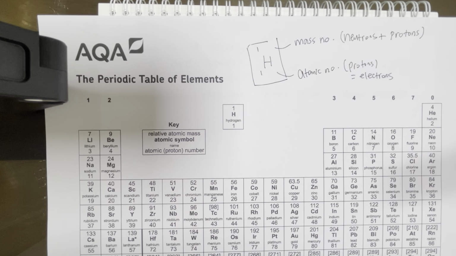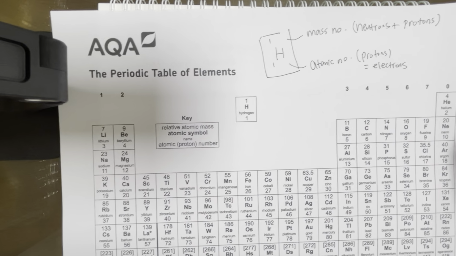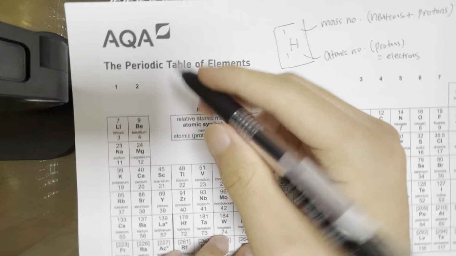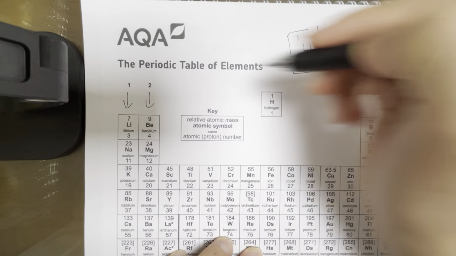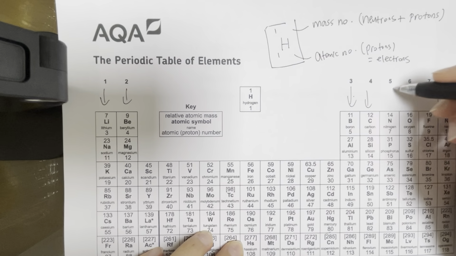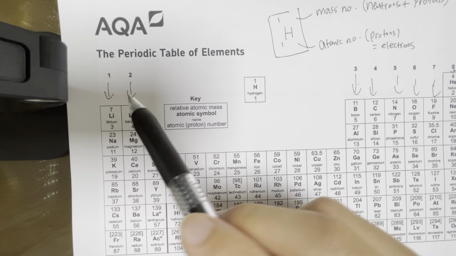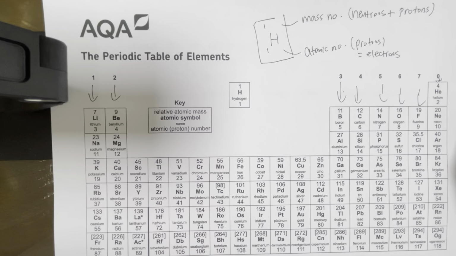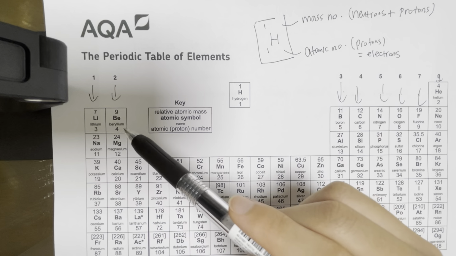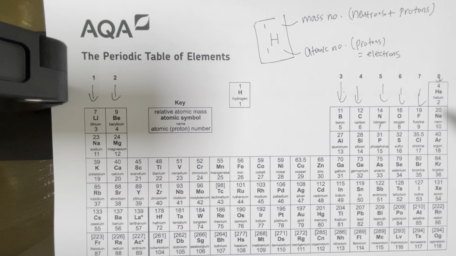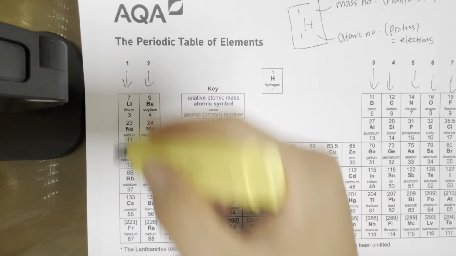Okay, so each group has similar properties. By group, I mean this. Groups are the vertical columns. So there's a total of 8 groups: 1, 2, 3, 4, 5, 6, 7, 8. Now the last one is called group 0. I'll go into that in just a second. So group 1, group 2, group 3, group 4, group 5, group 6, group 7, group 0. Each group is vertical.